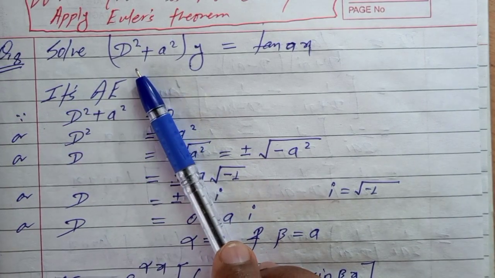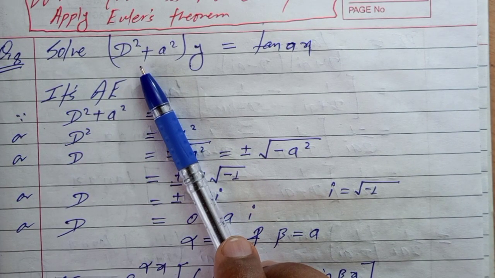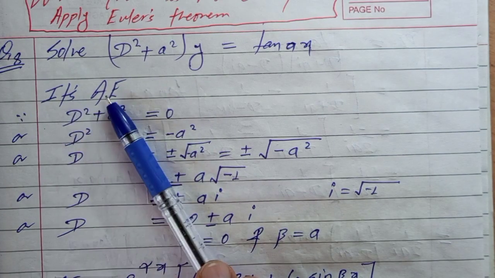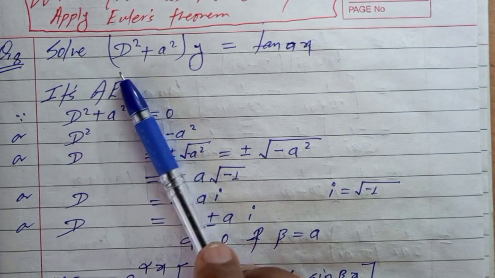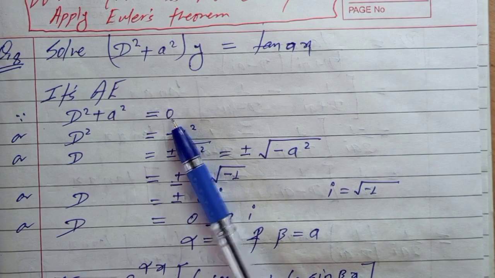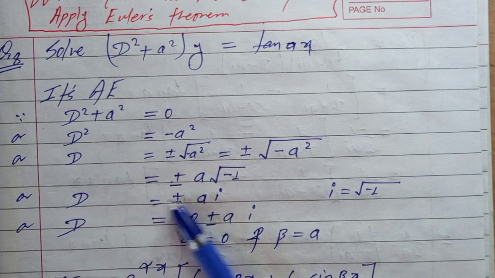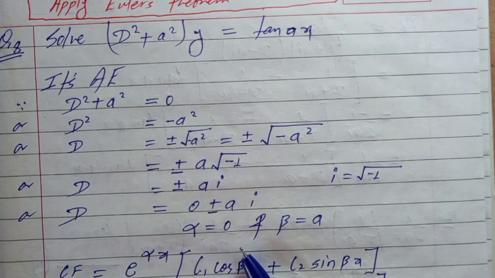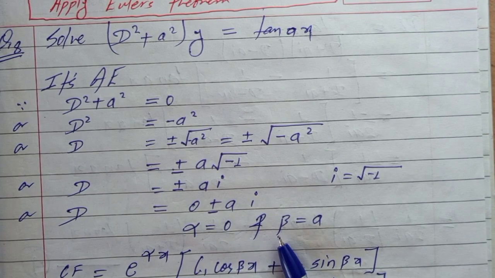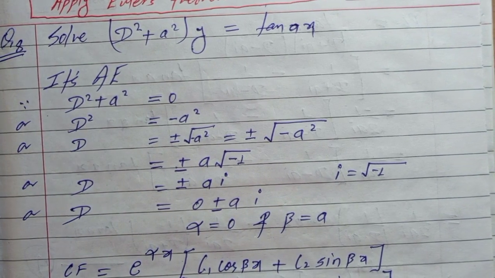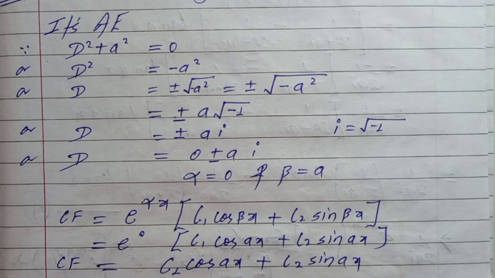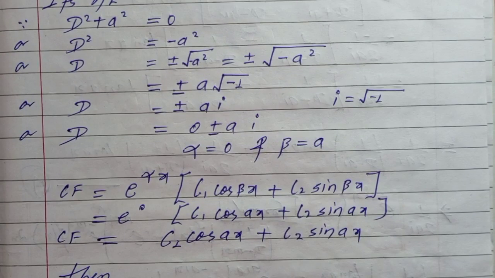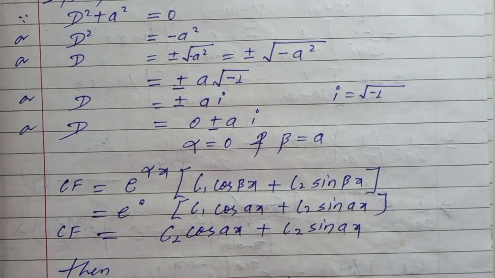Finally this is our equation in symbolic form, so it's the auxiliary equation. We got the coefficient of y equal to 0. On solving we got the value of D, which is imaginary, so we got alpha and beta values with the help of which we can write our CF like this. After getting CF, the major concern is our PI.